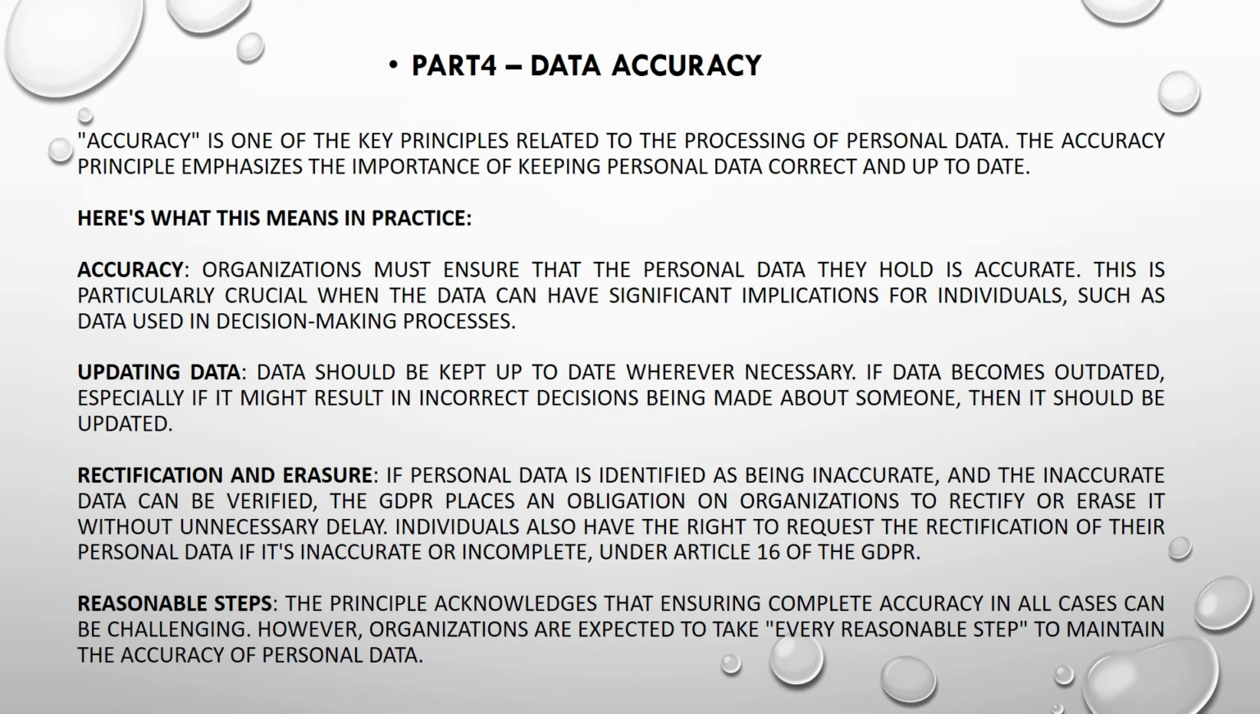Updating data. Data should be kept up to date wherever necessary. If data becomes outdated, especially if it might result in incorrect decisions being made about someone, then it should be updated. Rectification and erasure. If personal data is identified as being inaccurate and the inaccurate data can be verified, the GDPR places an obligation on organizations to rectify or erase it without unnecessary delay. Individuals also have the right to request the rectification of their personal data if it's inaccurate or incomplete under Article 16 of the GDPR. Reasonable steps. The principle acknowledges that ensuring complete accuracy in all cases can be challenging. However, organizations are expected to take every reasonable step to maintain the accuracy of personal data.